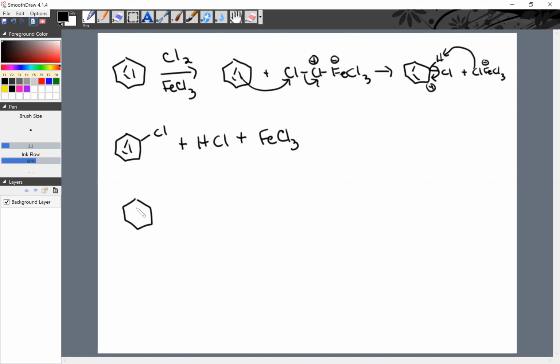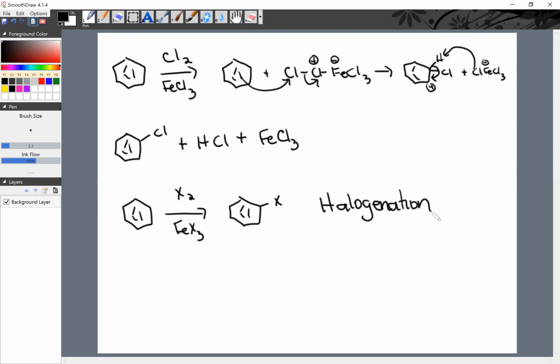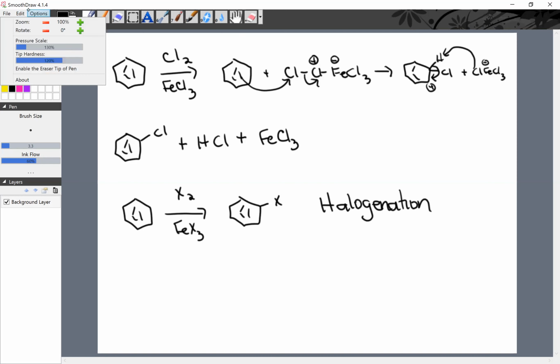So, summarized, X2, FeX3 looks like that. Okay, so that is halogenation. Clear this board and I'll do nitration.